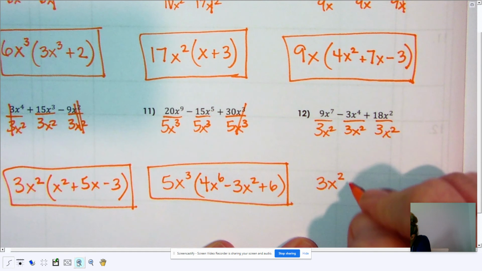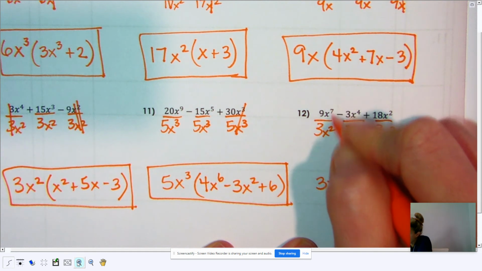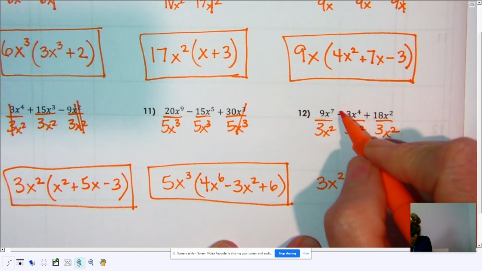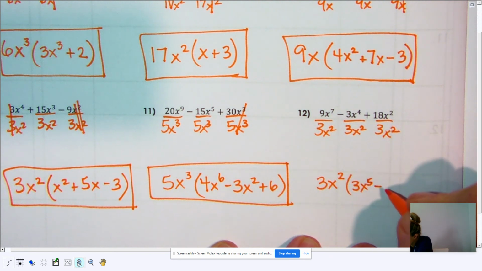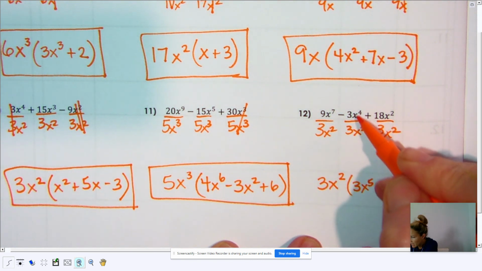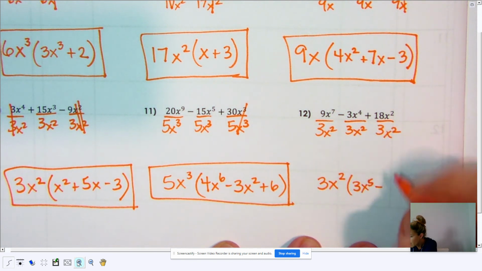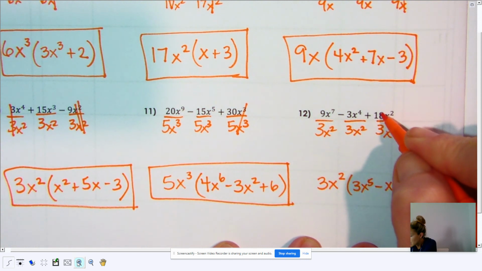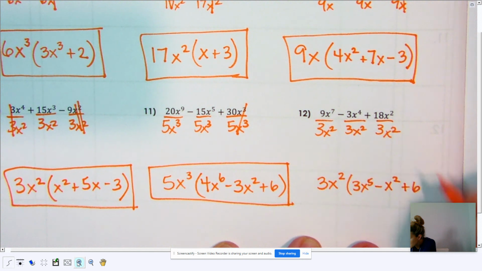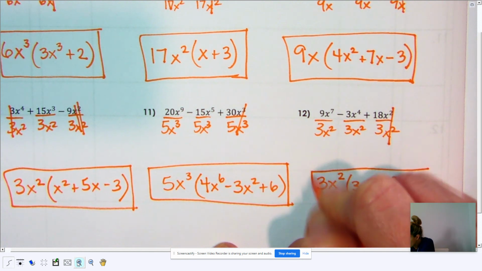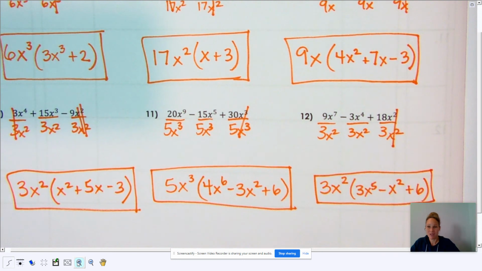9 divided by 3 is 3. If I had 7 x's and I take 2 of them out, I've got 5 of them left. -3 divided by +3 would be -1. But again, we don't have to write the 1 because we still have something left there. I had 4 x's. I'm taking 2 of them out. So I just have 2 x's left. And then I have 18 divided by 3, which is 6. And the x squareds cancel. So that is my final answer for the 11.1 review.